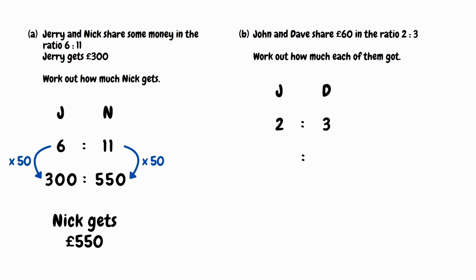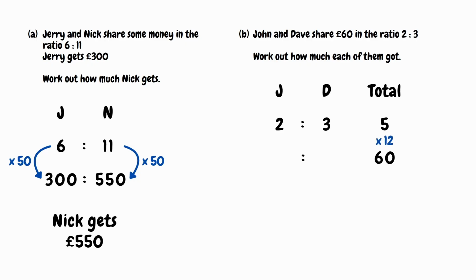So what I'm going to do for this question is actually find the total parts. So we've got 2 parts for John, 3 parts for Dave, so the total parts would be 5. So in our equivalent ratio, this £60 that they share would be the total parts. Okay, so just like the last question, we want to see what we've done to get from the first ratio to the second one. So how have I got from 5 in the first ratio to 60? Well, we must have multiplied by 12.